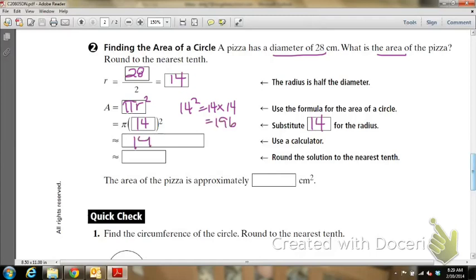So we'll say 196 pi. Now we're going to keep it as 196 pi centimeters squared because it's area. But if you use a calculator and round to the nearest tenth, you will get something that's close to 615.8. Okay. So now you're going to try the quick checks, and then we'll check your work in class.